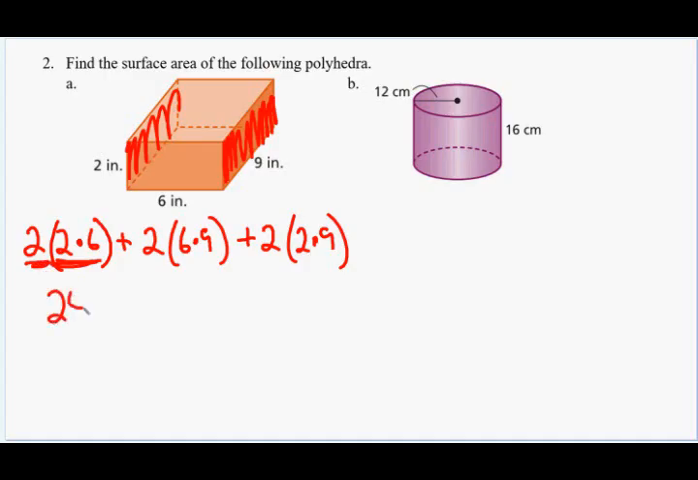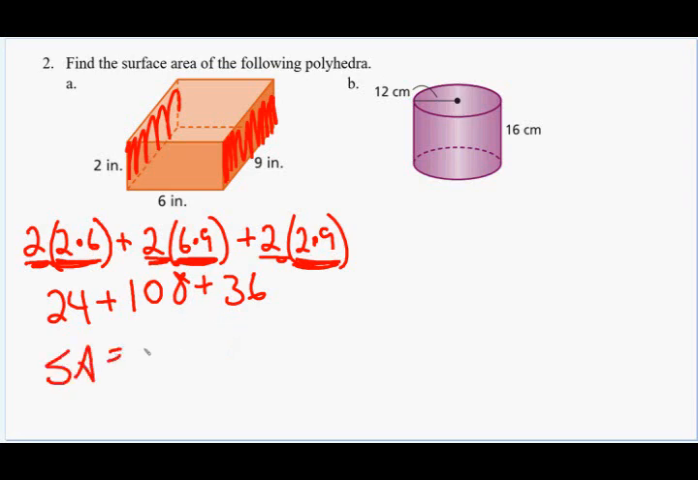12 times 2 is 24, plus 6 times 9 is 54. 54 times 2 is 108. And then 2 times 9 here is 18. 18 times 2 is 36. And if we add those all up, we get our surface area is 168 inches squared. Nice.